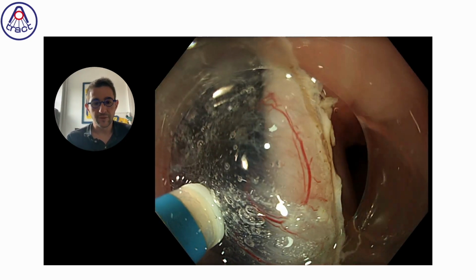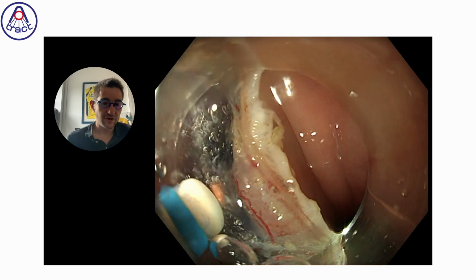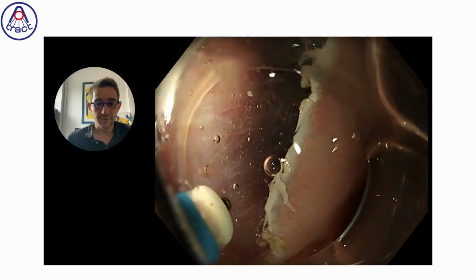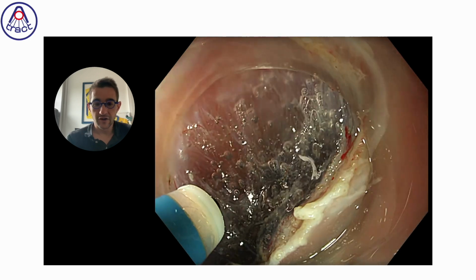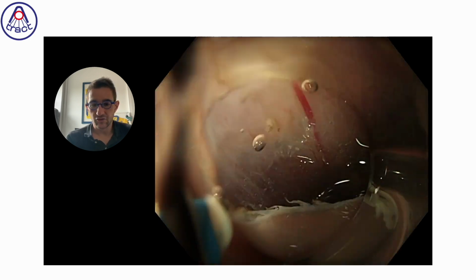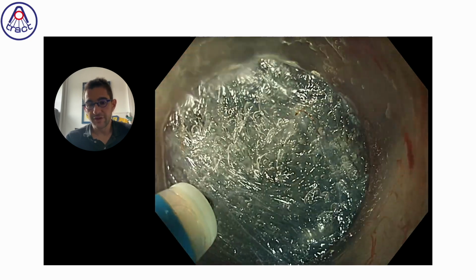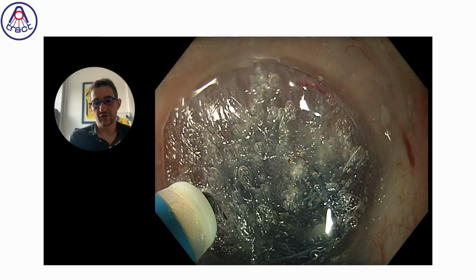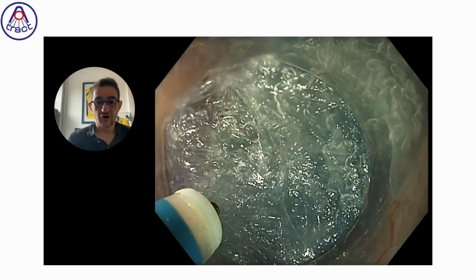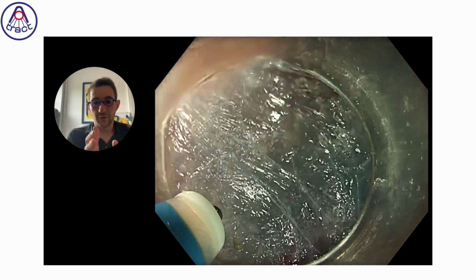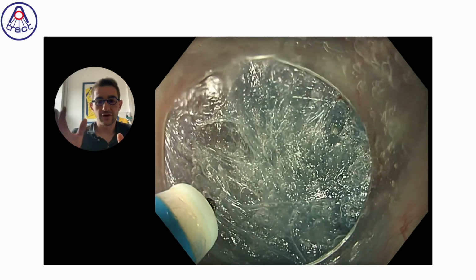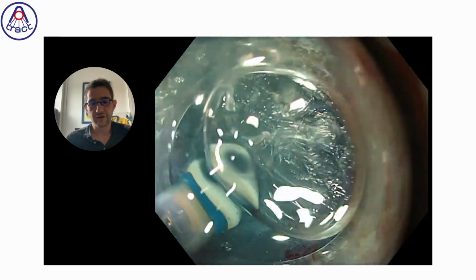floating. Sometimes the early beginning is a little unstable because you should enter really in the channel to have stability before being really under the mucosa. The scope is not stable because it is not stabilized by the tunnel itself.